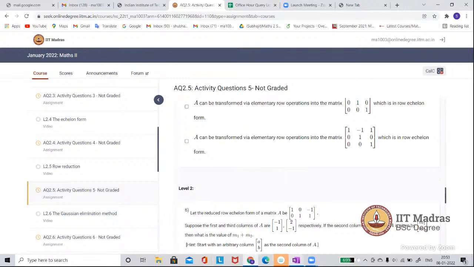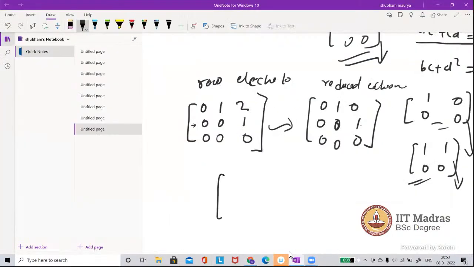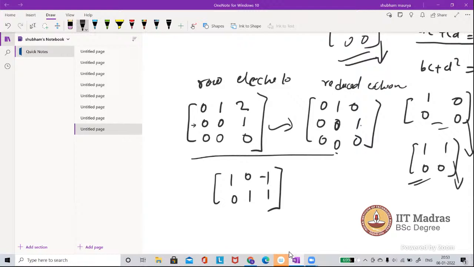Shubham, write that matrix: 1 0 minus 1, 0 1 1. Can you tell me your name? I'm Kavita. So Kavita, how many pivot elements are there? If you call the pivot element as 1, then it's 3, but otherwise there are 4. Pivot element should be non-zero, right?